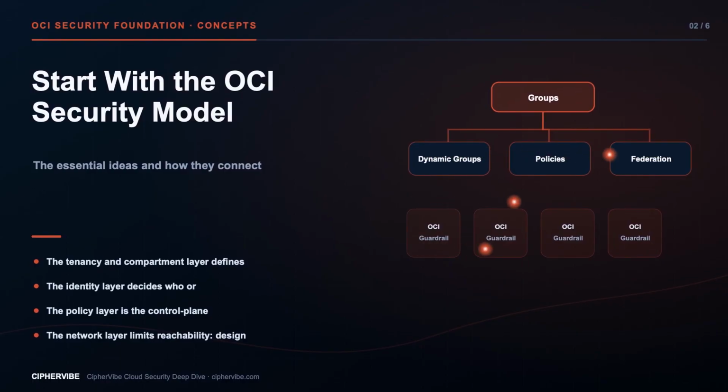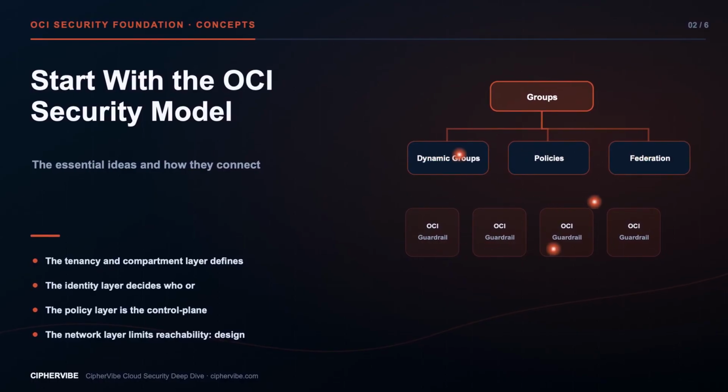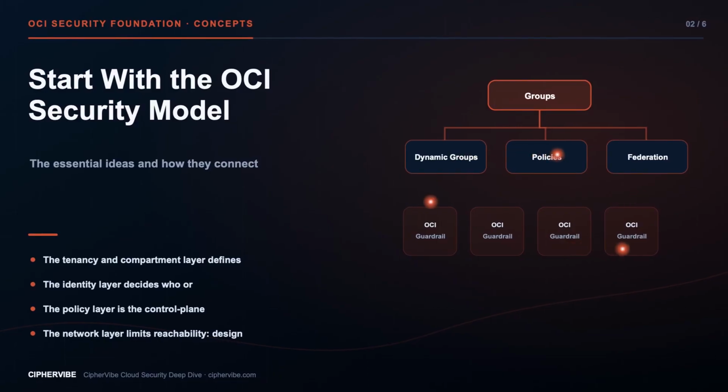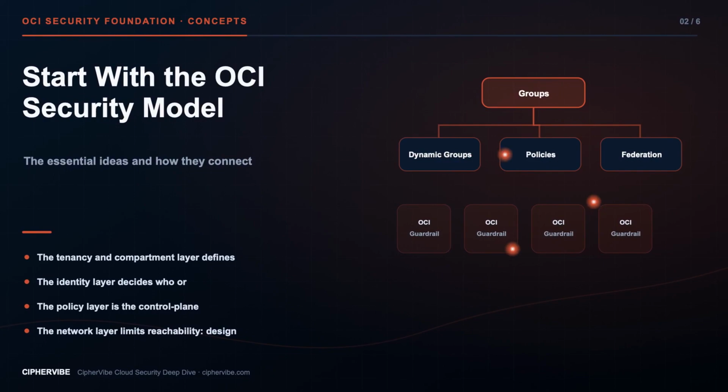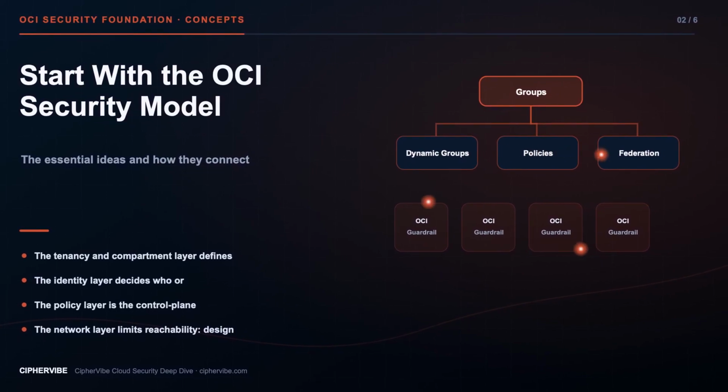Fourth, the network layer limits reachability. Design VCNs by trust boundary, use subnets deliberately, prefer NSGs for workload-specific rules, constrain route tables and gateways, and keep management and data services private where possible.